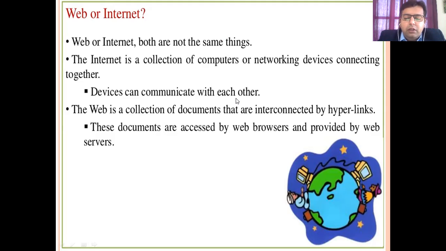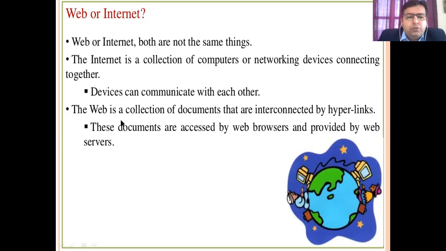Suppose you are providing a message to another system. It will not transfer directly. You require some medium to transfer a message from one particular location to another location or device. For that the internet is required, and these are the basic things. So devices can communicate with each other. Over here, we can define the internet as a collection of computers or networking devices connected together.